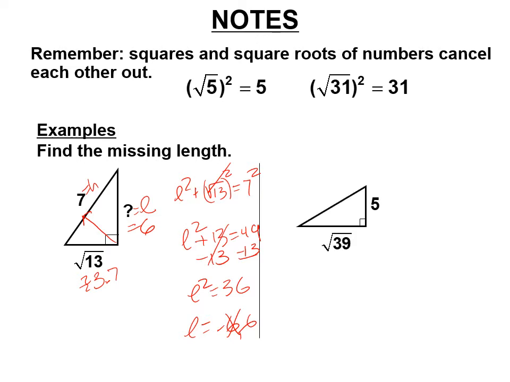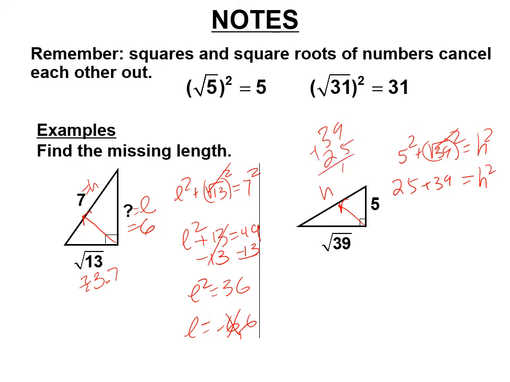Right, so what's missing here? The hypotenuse is missing. So it's 5 squared plus the square root of 39 squared equals h squared. 25 plus 39, because those cancel, equals h squared. 39 plus 25, I'm feeling like that might be 64, a perfect square, and so it is 8.